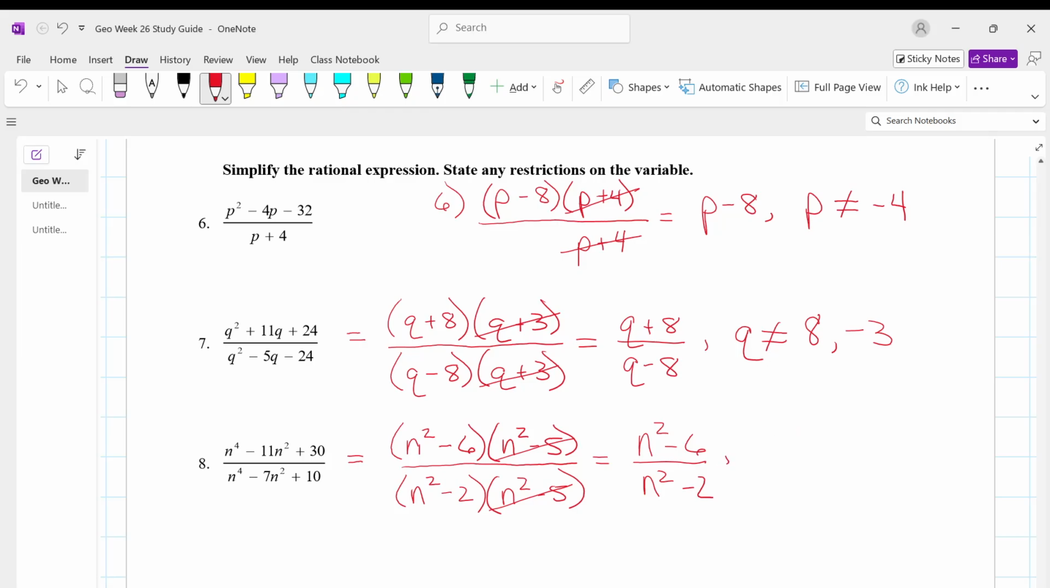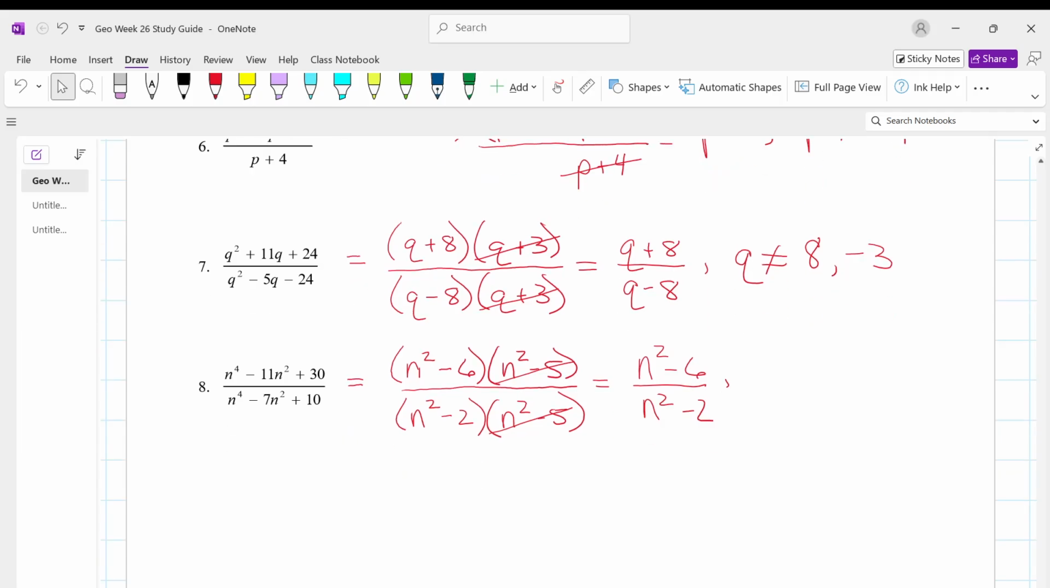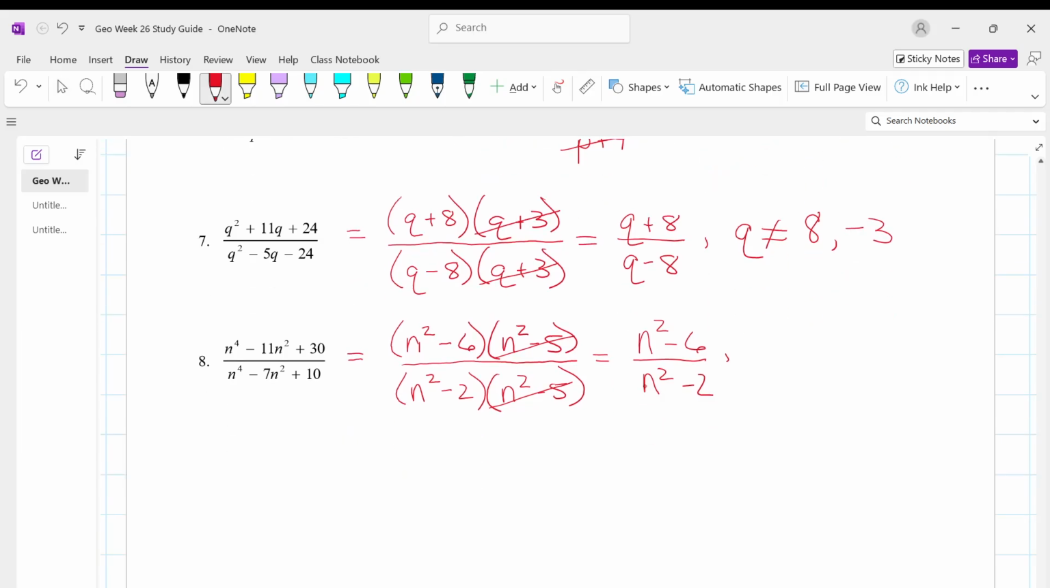Now, our restrictions are different. In the earlier problems we've been able to find the restrictions just doing mental math. But in this case, when you've got n squared or anything squared and you're trying to find your zeros down here, if you take n squared minus 2 and set it equal to 0, you would get n squared equals 2, and if you take the square root of each side, then n is equal to positive or negative square root of 2.